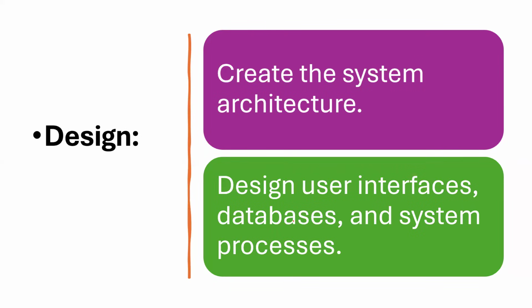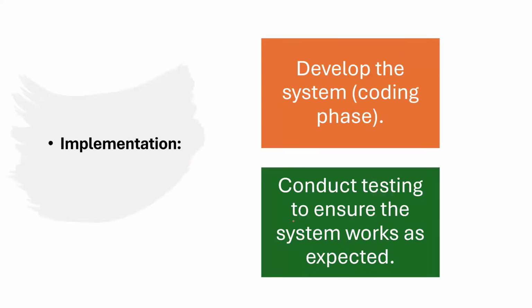After the analysis stage is the design stage. The design stage, the design phase. In the design phase, you create the system architecture. After that, you design user interfaces, databases, and system processes. Okay, you do that. After that, you go to the implementation phase. And in the implementation phase, you develop the system coding. This is where you now program what you have proposed, the new system that you are working on.